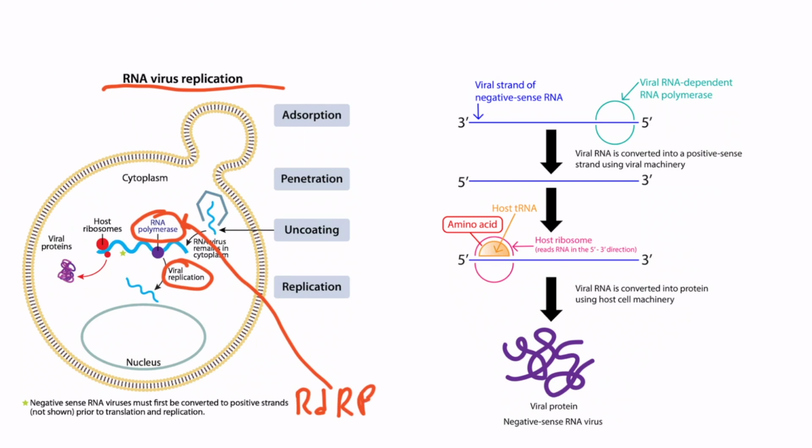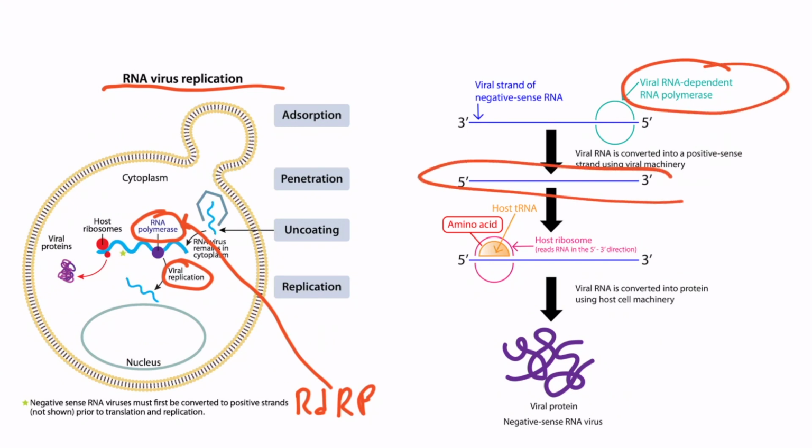We also discussed how negative sense RNA viruses need to bring with them an RNA-dependent RNA polymerase. And they do this in order to convert the virus into a usable positive strand. Regardless of which circumstance you're thinking of, RNA-dependent RNA polymerase is only used by RNA viruses, and the virus in the question stem is a DNA virus.